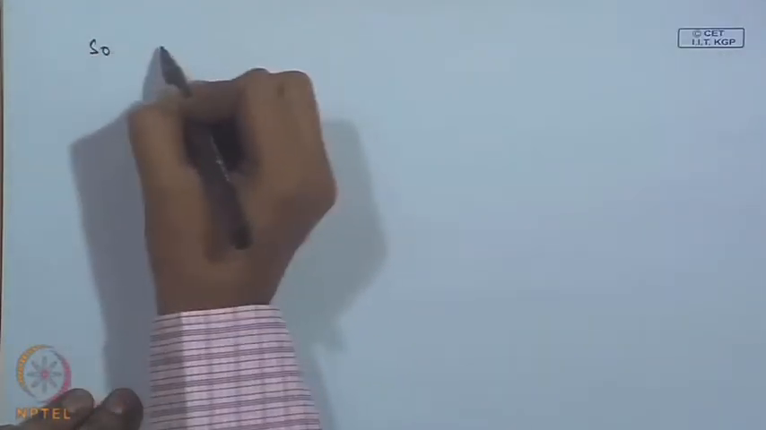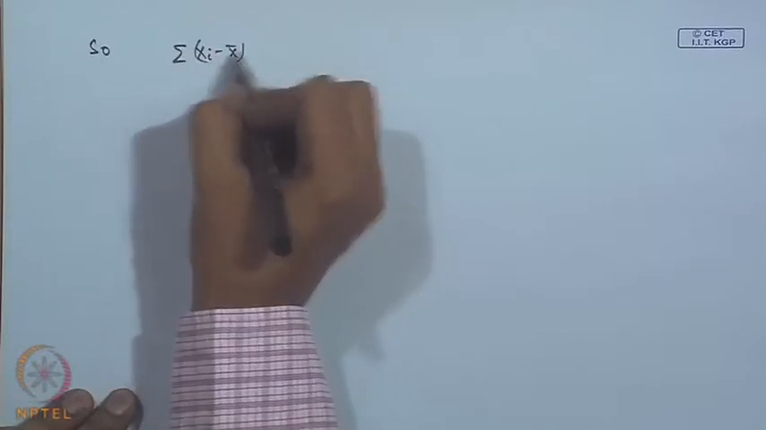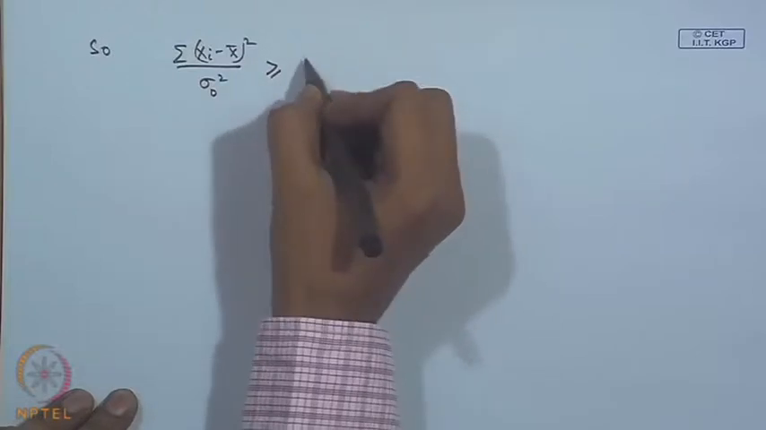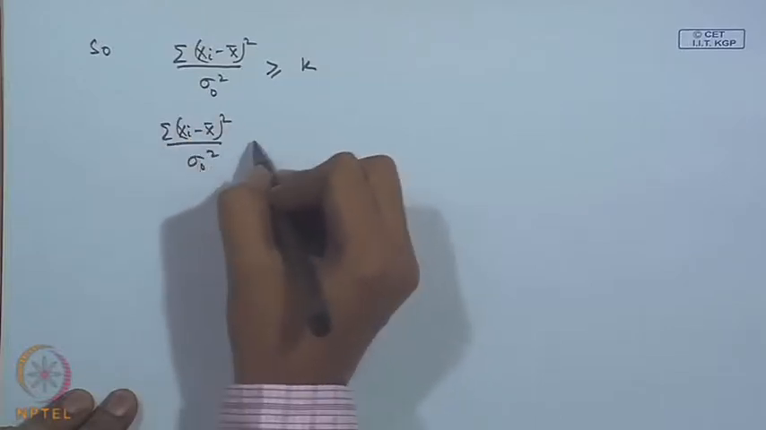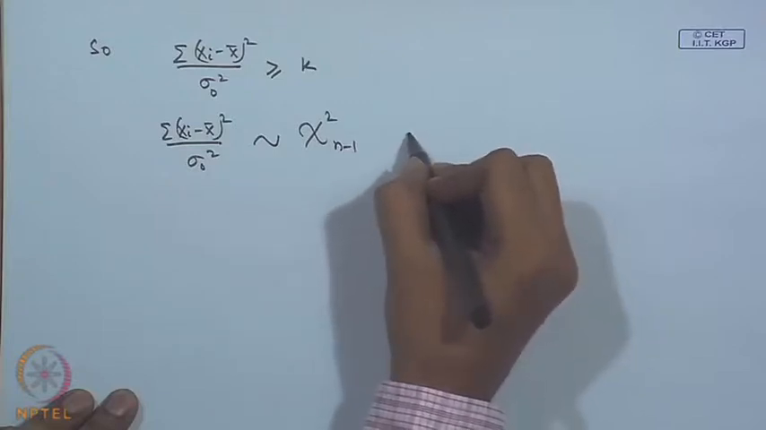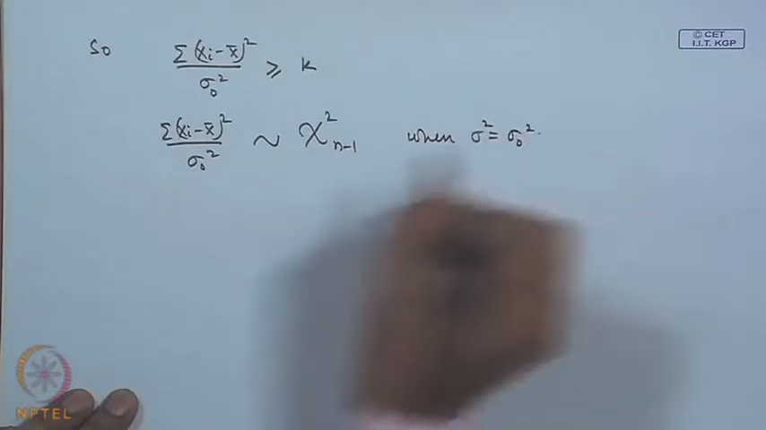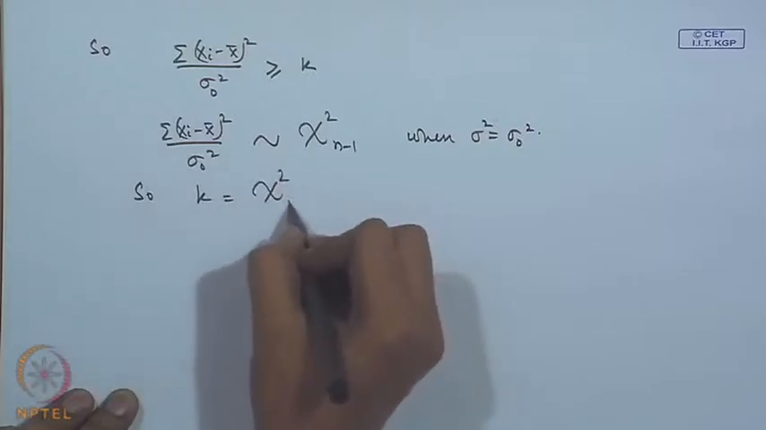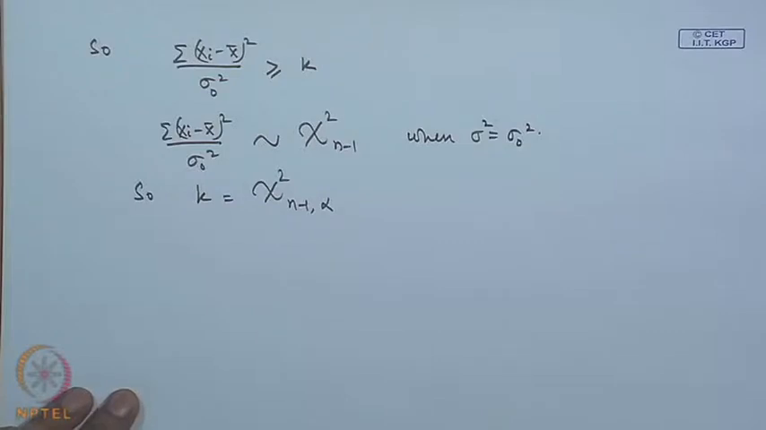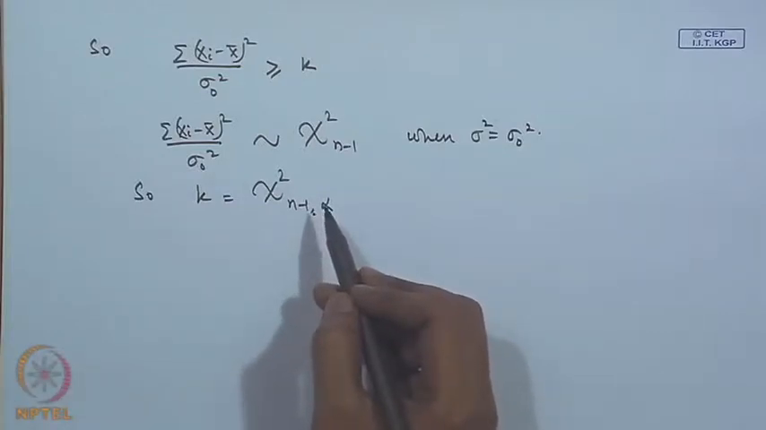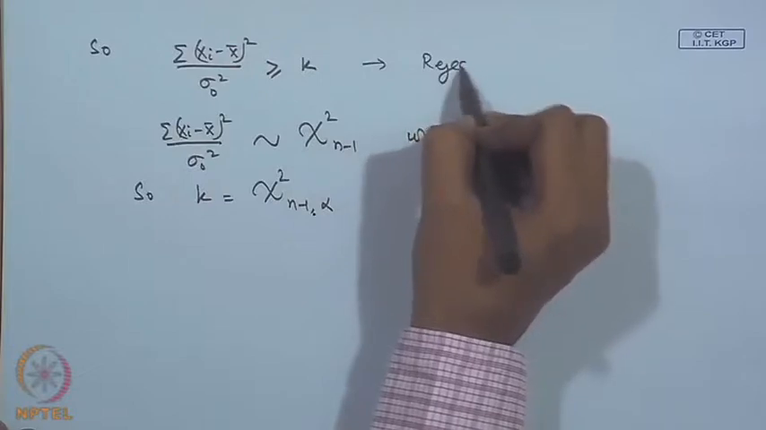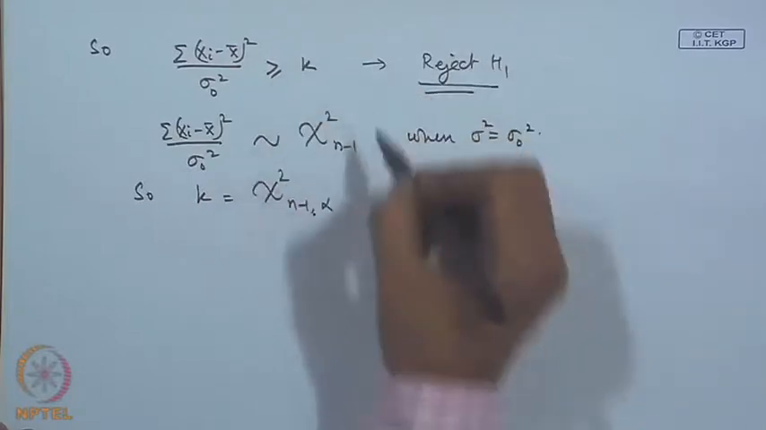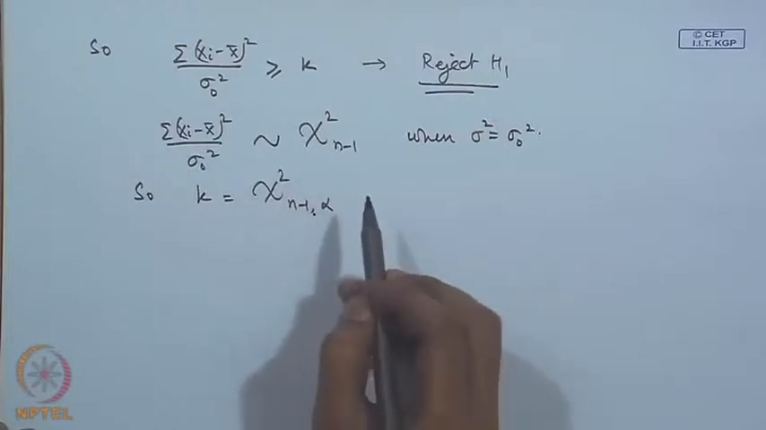Now, this is what we had required here. So, we can say sigma xi minus x bar whole square by sigma naught square greater than or equal to say k. Since sigma xi minus x bar whole square by sigma naught square follows chi square distribution on n minus 1 degrees of freedom when sigma square is equal to sigma naught square, this k will become equal to the upper 100 alpha percent point of chi square distribution on n minus 1 degrees of freedom. So, we have got an exact test. So, this is the reject H 1. We are getting the level alpha test. This is the UMP unbiased test.